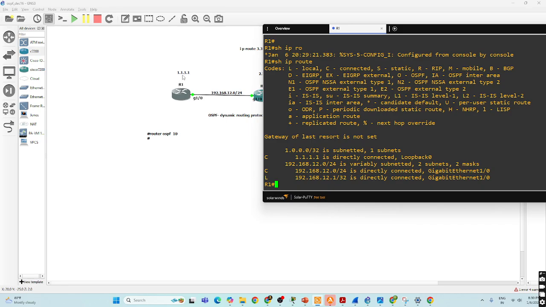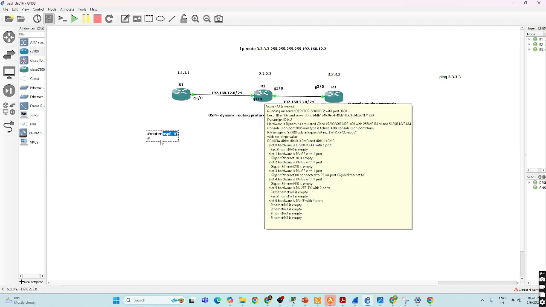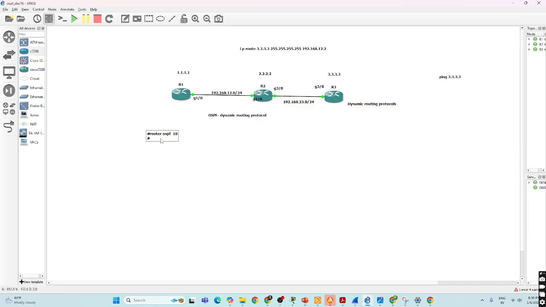This R1 should advertise its routes in OSPF. Then only, once you configure OSPF here also, they will come to know each other, then they will ping each other. Let's see how to advertise the network. You need to give the network, 192.168.12.0. And now you need to give the wildcard mask.